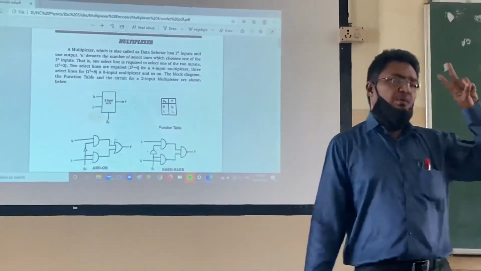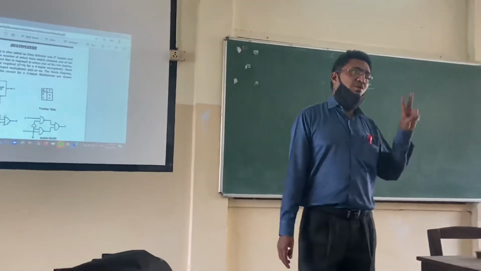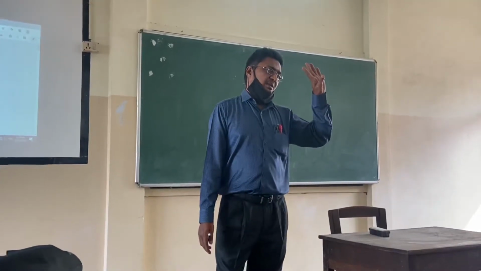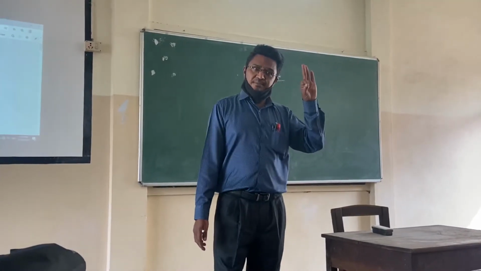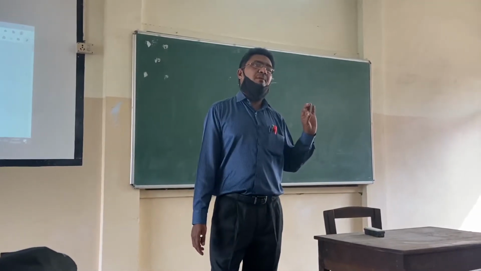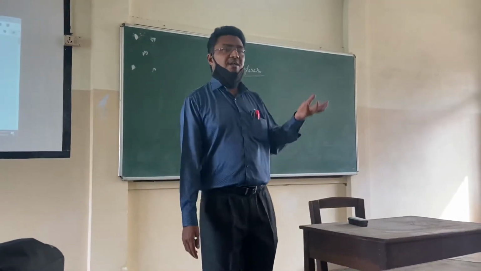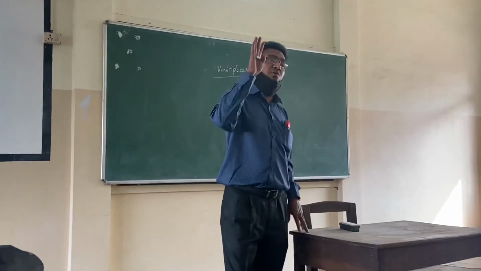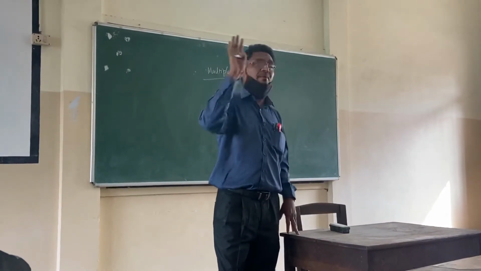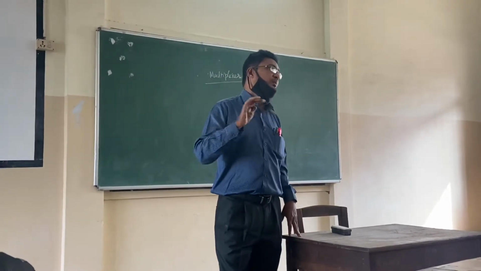Since there are two inputs, if the control lines are 2, how many inputs can be there? If the control lines are 3, how many input lines can be there? 8. 2 power that number. If there are 4 control lines, or I shall say in other words, 4 control lines are required for connecting 16 people to a person. Understand? 0, 0, 0, 0 to 1, 1, 1, 1.